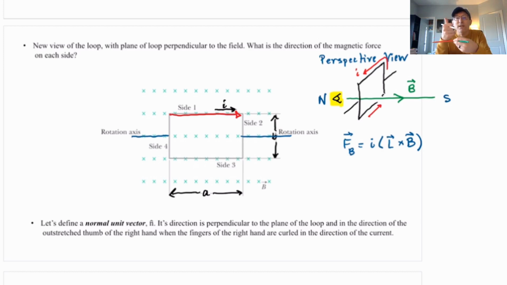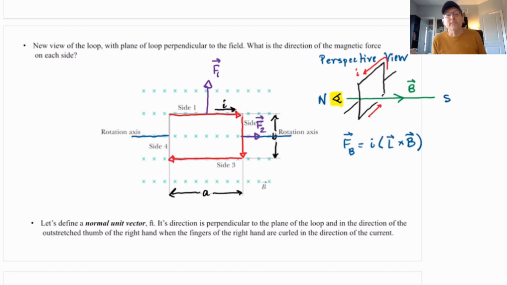And I do L cross B, don't do it the other way around, don't do B cross L, that would be wrong. L cross B, with the right hand, your thumb points up. The magnetic force on this side 1, which I'll just call F1, is in the plane of the screen and upward. All right, now let me draw the L vector for side 2. It's that. The B is still into the screen. What's the direction of the magnetic force on side 2? Did you say to our right, like this? We'll call that F2.